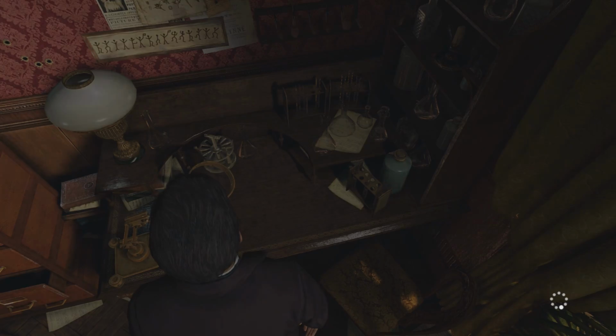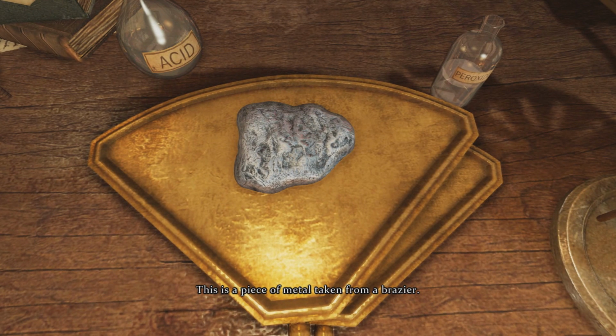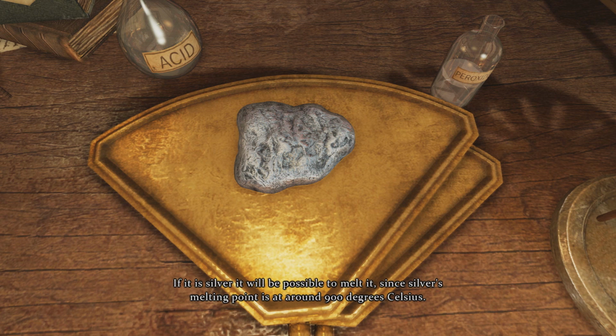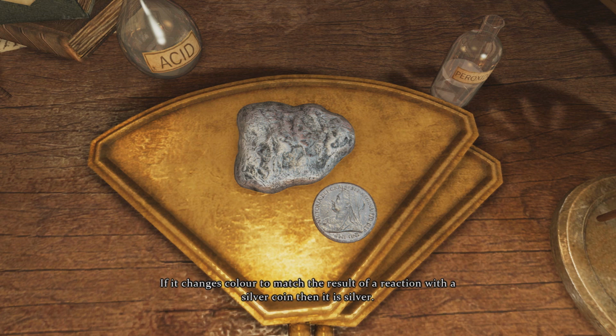Why? Analyze the metal. This is a piece of metal taken from a brazier. It appears to be silver, but I need to be sure. If it is silver, it will be possible to melt it, since silver's melting point is at around 900 degrees Celsius. Let us compare this sample with a silver penny by testing it with acid. If it changes color to match the result of a reaction with a silver coin, then it is silver.